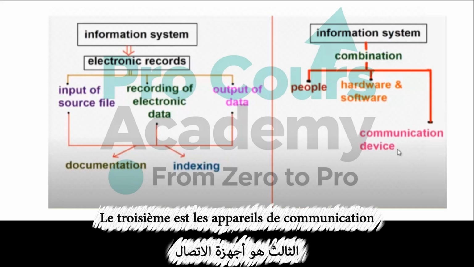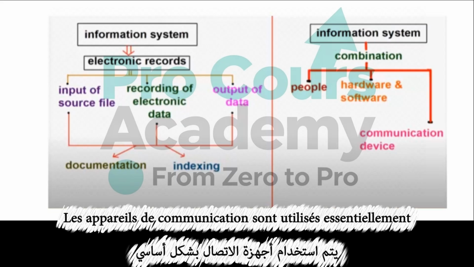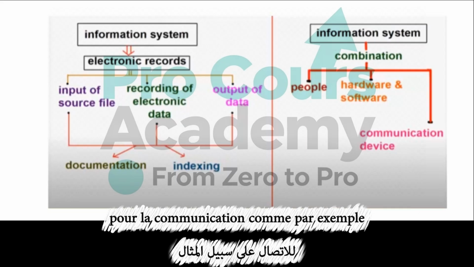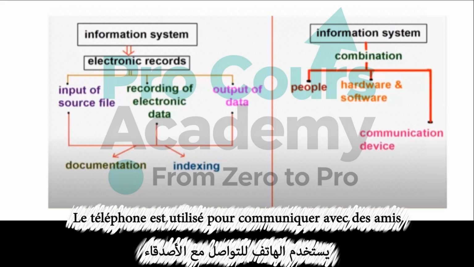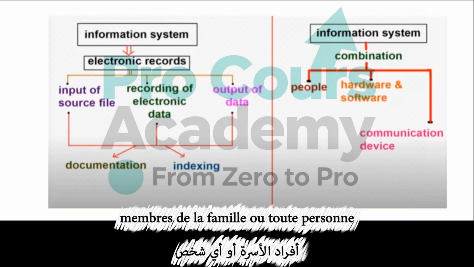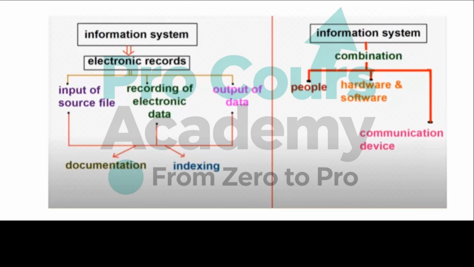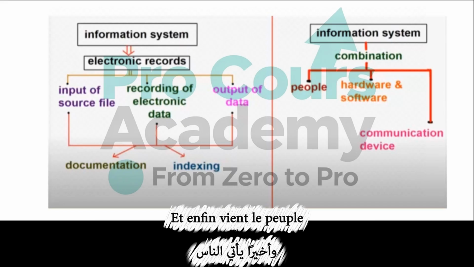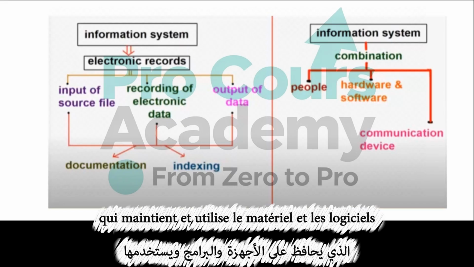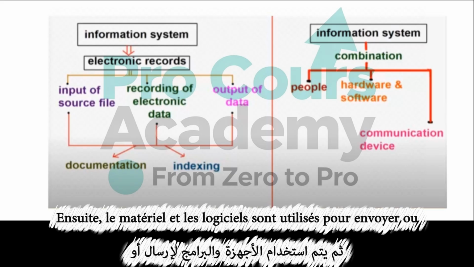Third is communication devices. Communication devices are used basically for communication, for example, a phone is used to communicate with friends, family members, or any people. And lastly comes people. People are basically human beings who use the hardware and software, and then the hardware and software are used to send or receive information.